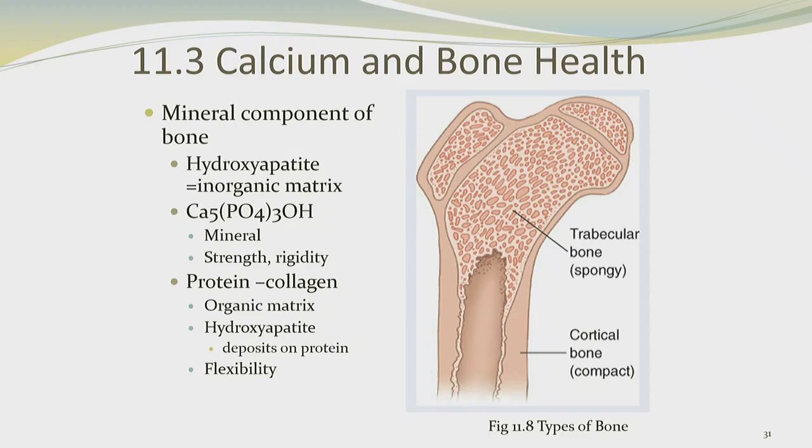The figure here shows that there are two types of bone. We have cortical bone, which is quite compact, and then we have the trabecular bone, or the spongy bone, which is the metabolically active part. Essentially, during osteoporosis, it is the metabolically active part that is eroded, right? You lose that part during osteoporosis.